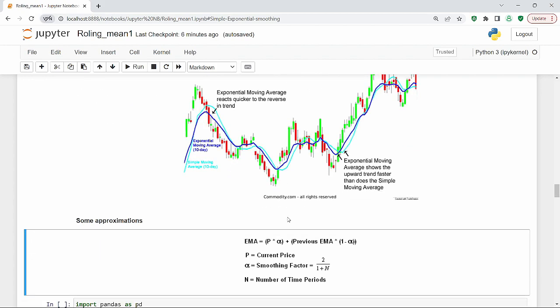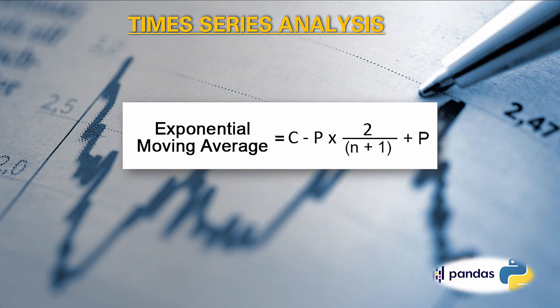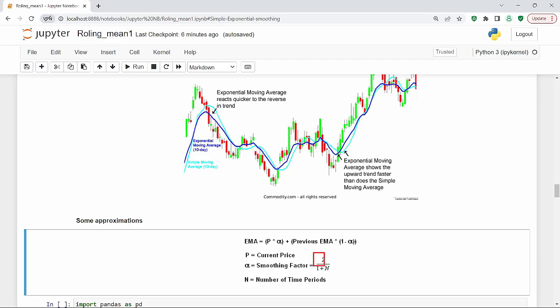Then, how to calculate this? Well, there are certain approximations. This is a formula that allows us to calculate using an approximation of the exponential moving average. However, this value here, as you can see, is the number of time periods. Then we have to decide what number of periods we're going to use. Compare, and we see P is going to be our X, as mentioned before. Previous EMA is going to be our S.